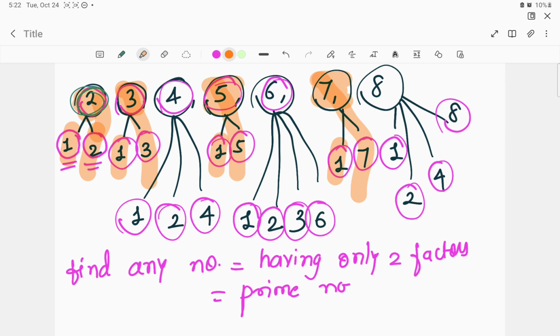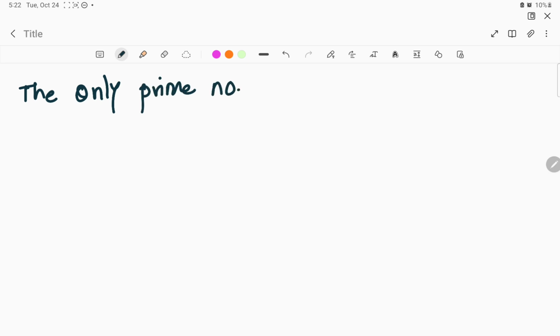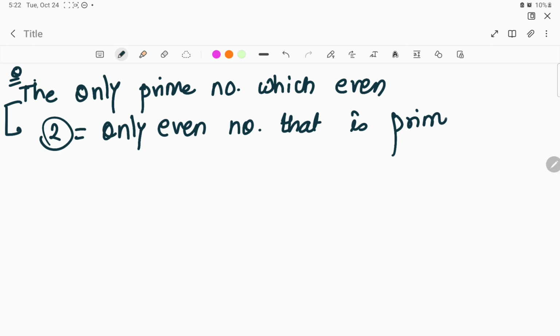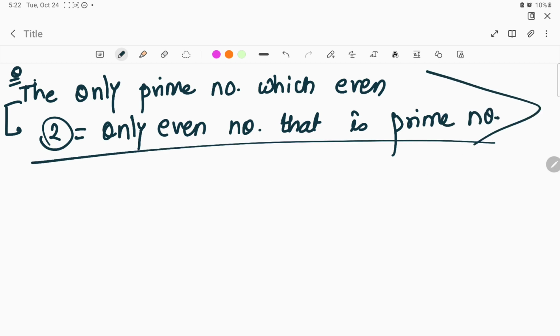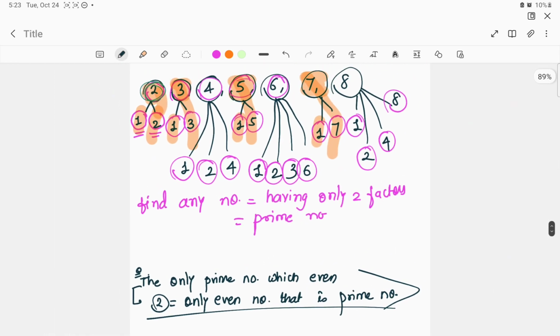Based upon this concept, the question that was asked in your previous year question paper was: the only prime number which is even. This was the question asked in your examination from previous question papers, I am telling you. So 2 is the only even number that is prime. I have taken a previous year question as well, and based upon prime numbers, questions will be asked directly a lot in your examination.